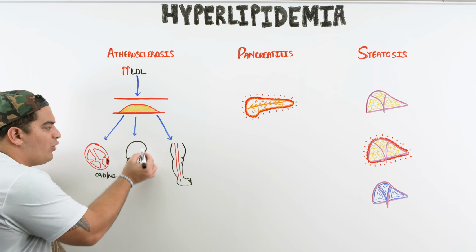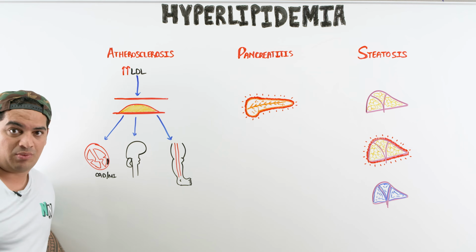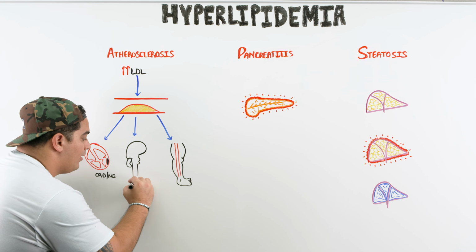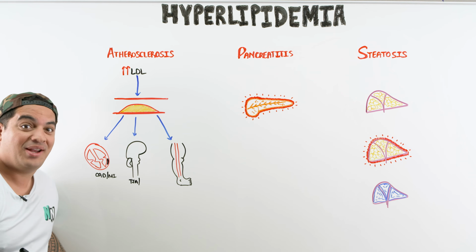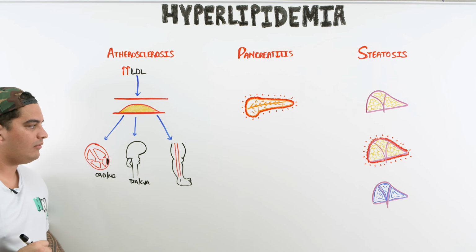The other thing is it can cause a transient ischemia of the actual cerebrum. So we don't perfuse the brain vessels as well, and you can develop a TIA. Worst case scenario, these patients can develop a CVA, a complete infarct or stroke.